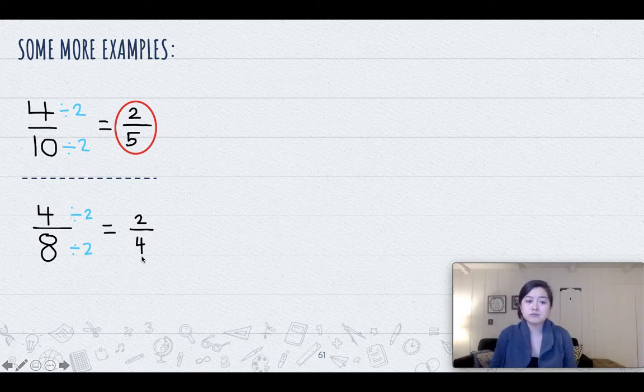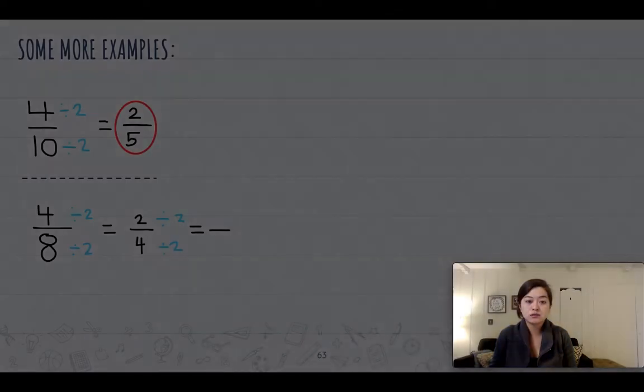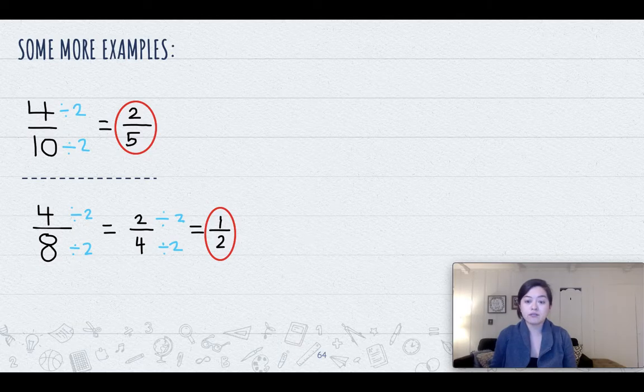Is 2/4 the simplest form of 4/8? How do we check? Well, let's ask the question, is there another number that's the same number that I can use to divide the numerator and denominator with? Yeah, I think I thought of a number. It's 2 again. So, what is 2 divided by 2? What is 4 divided by 2? It is 1/2. And 1/2 is in simplest form. So 1/2 is in simplest form of 4/8.